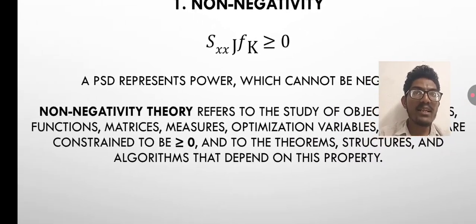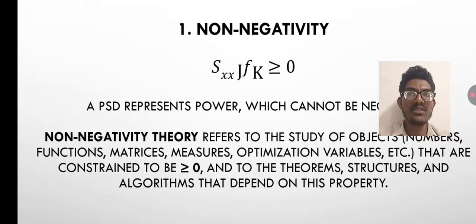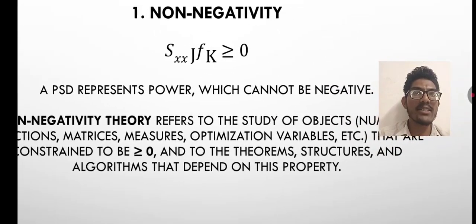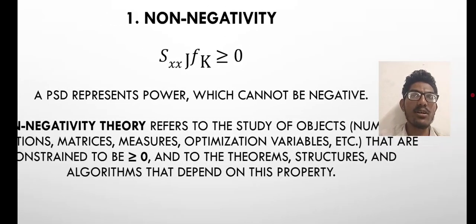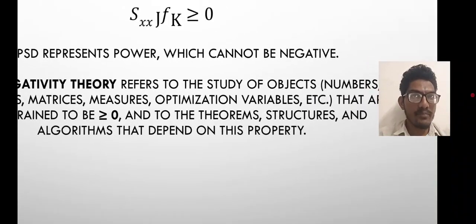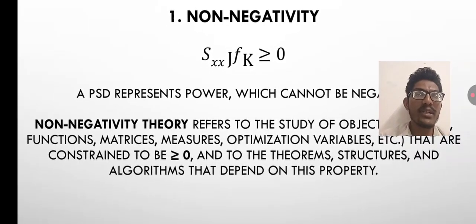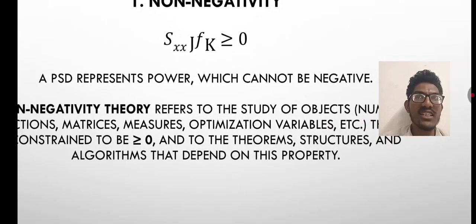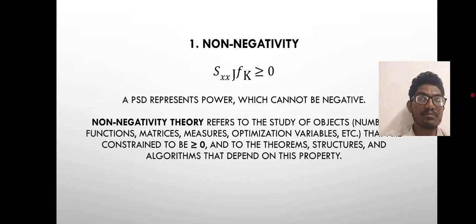Next, this non-negativity theory refers to the study of objects. Objects means numbers, functions, matrices, measures, optimization variables, etc. The power spectral density in the non-negativity theory is mainly the study of these objects. This non-negativity theorem also deals with objects that are constrained to be greater than or equal to 0, and with the theorems, structures and algorithms that depend on that property. It always studies the characteristics of objects, algorithms, structures, theorems, like that.